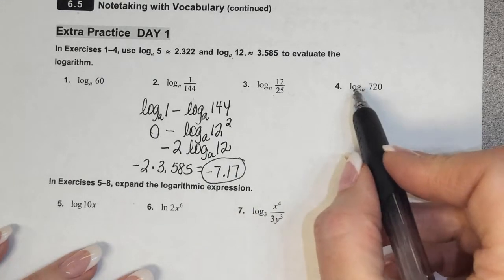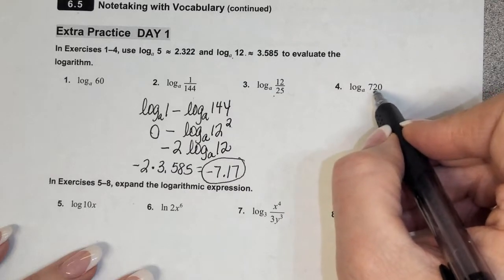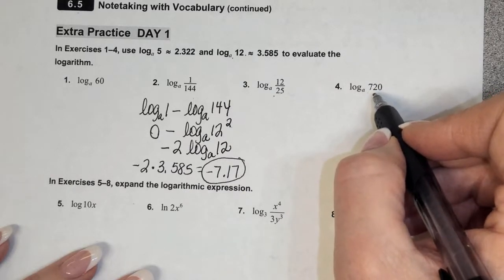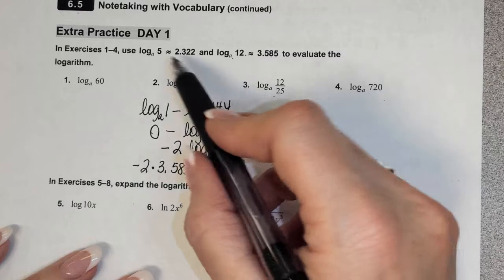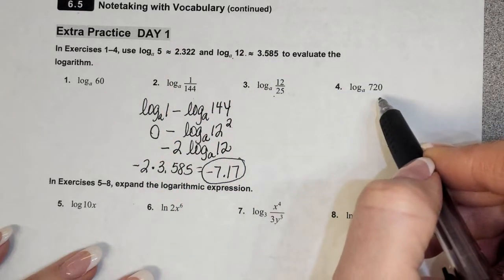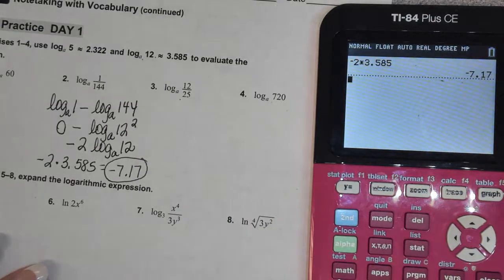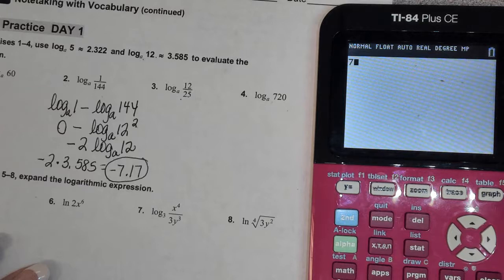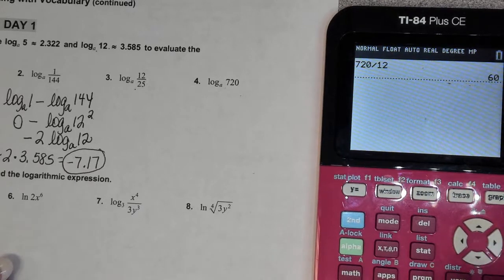All right, actually, I'll do number 4. I'm going to let you guys do 1 and 3. So number 4, 720. What would make the most sense to divide 720 by? Do I want to divide it by 2? No, I don't know anything about log base A of 2. It's not helpful. So what would be something good to divide it by? 12. So I'm going to do 720 divided by 12. And I get 60. All right, well, that's helpful.